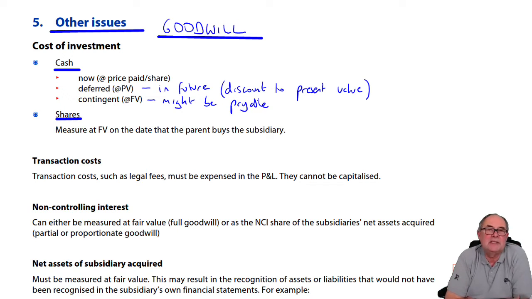That might be linked to how the subsidiary actually performs later. Everything must be measured at fair value. It's not about whether it's likely or not, we're just saying what is the fair value of what would be paid. So if you have to pay $1 million if the moon is made of green cheese, well, what's the fair value of that? Not very much, is it?